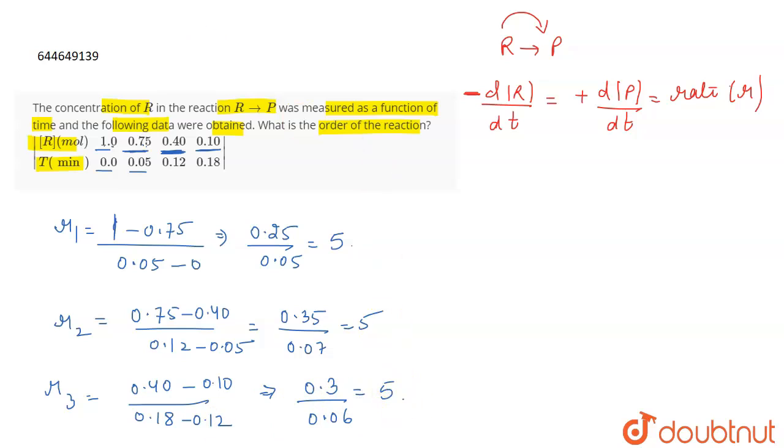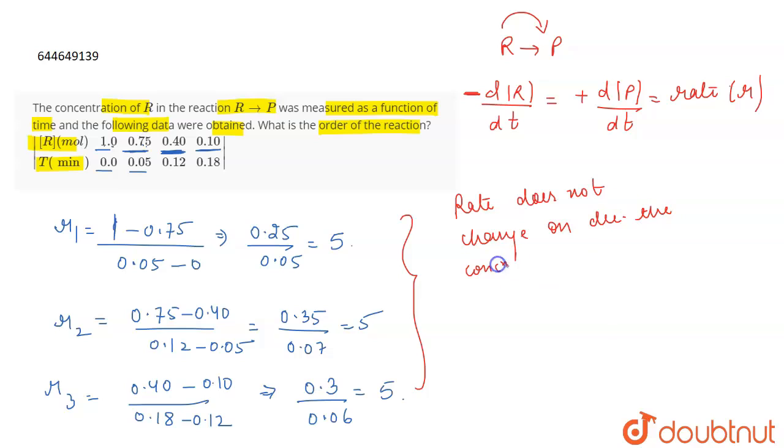So what do you observe? That for every change in concentration, the rate is remaining the same. You can say that rate does not change on decreasing the concentration of the reactant. What you observe is that we are decreasing the concentration of reactant, but it is not affecting the rate. The rate of the reaction is remaining the same, which means that this reaction is a zero order reaction.